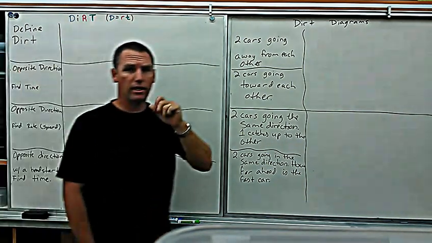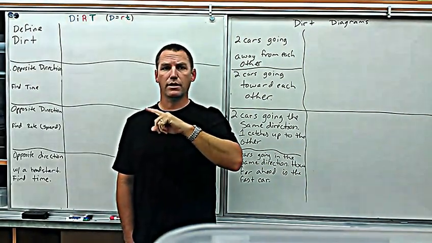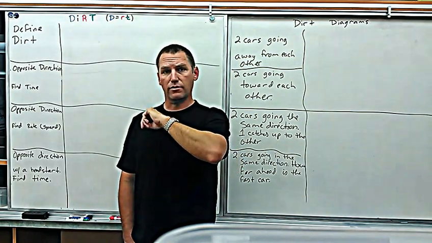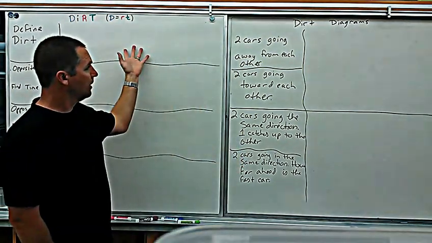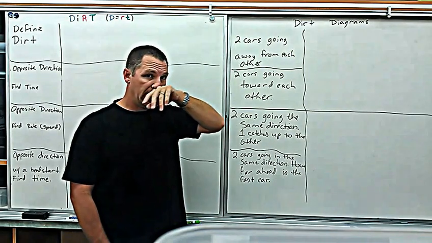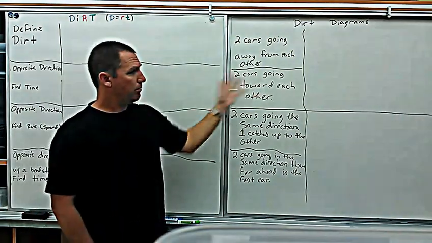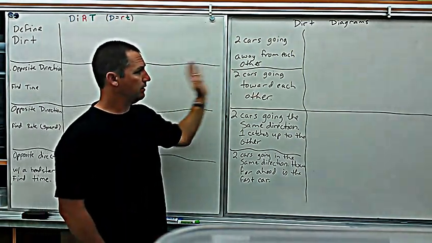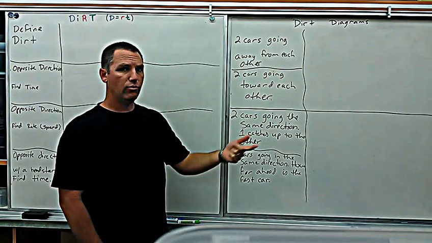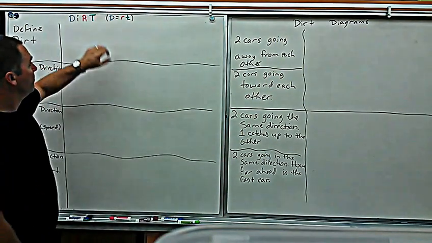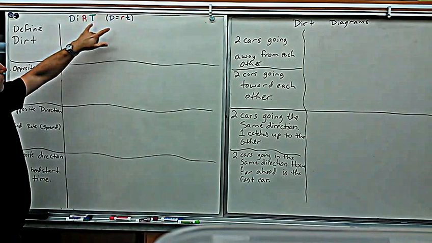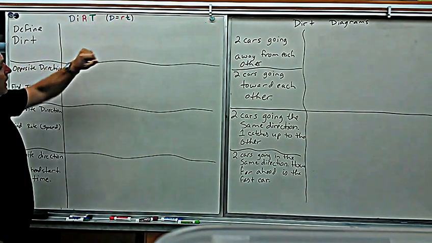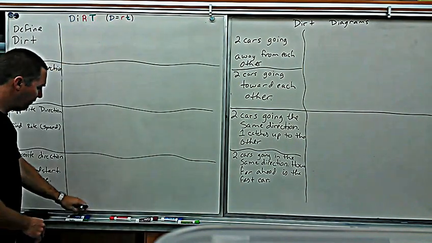You know what I'm going to do? I'm going to have you guys pause the video right now and then copy this stuff down, the stuff that's on the left-hand board and the right-hand board. You might want to do these on separate pages, so maybe this will be your first page and then that will be your next page, and then we'll keep going. Okay. DIRT stands for distance equals rate times time. Okay, so we're going to define that first.